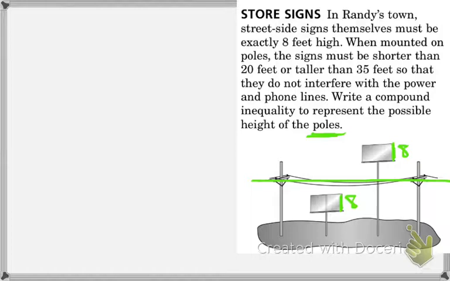So for the first one, the maximum height of the pole, if we're going to be shorter, is, remember, 20 feet total, but the sign is already 8 feet. So that means there's only 12 feet left for the pole. So that means the pole must be less than 12 feet tall. That's what they're saying. So our first inequality is the pole must be less than 12 feet tall. That's our first one.